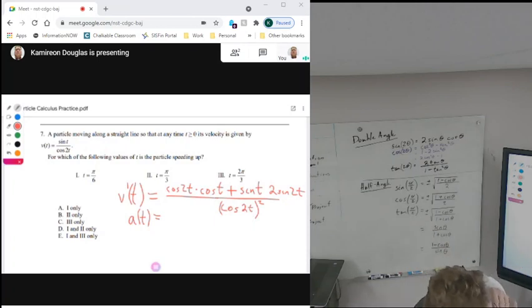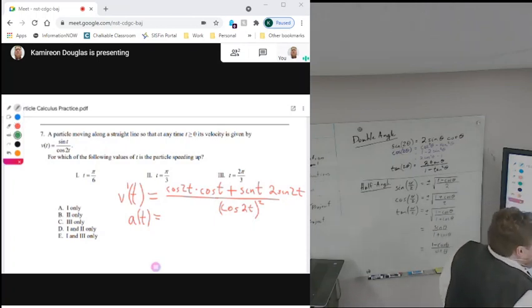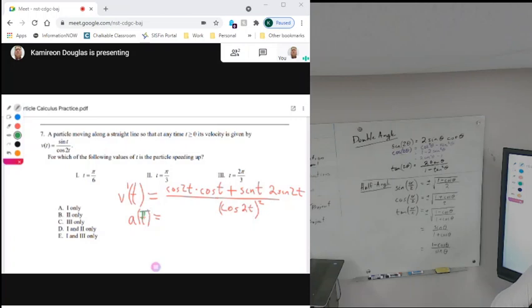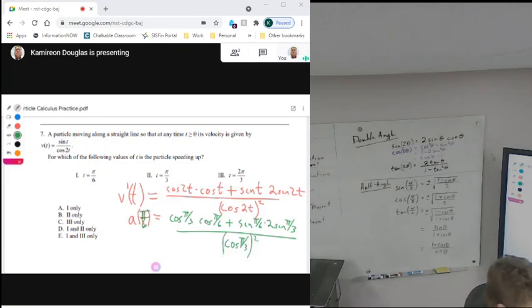So I'm going to plug in pi over 6. So if I plug in pi over 6, let's talk about what happens with each thing. So at pi over 6, I would do cosine of pi over 3 times cosine of pi over 6 plus sine pi over 6 times 2 sine of pi over 3, all over cosine pi over 3 squared. My goal is to see if it's positive. That's all I really care about.